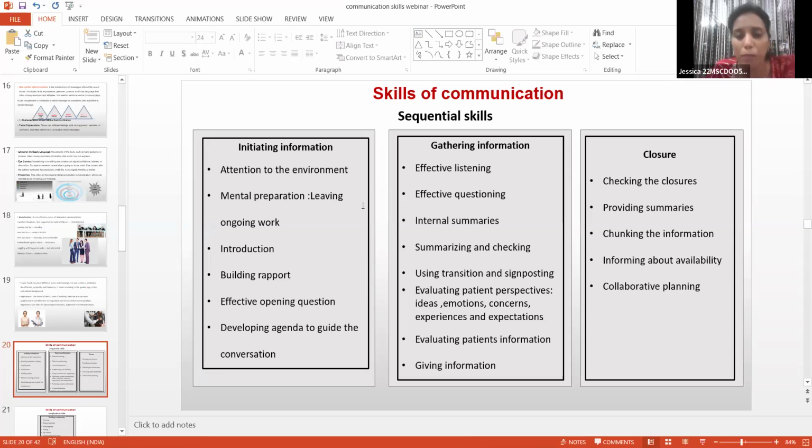Mental preparation. For example, we are repertorizing a different case. Leaving that case and then welcoming the patient is a very important part of initiating the information during the patient-doctor interaction. Introducing, just saying good morning, good afternoon, or just welcoming by a verbal cue, just showing a hand, is something which helps us to initiate the information correctly. Building rapport, just by saying how are you, what is your name. These are small things, by verbal and non-verbal communication, by which we build rapport.